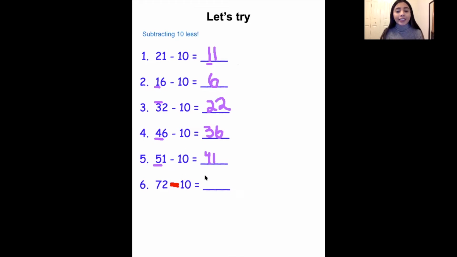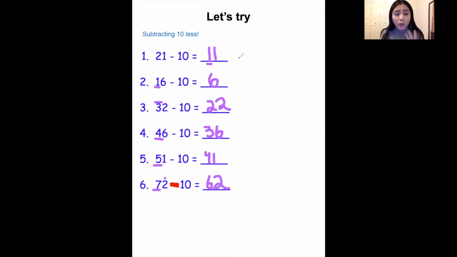72 minus 10. Even though 72 is a pretty big number, remember we're only looking at the tens place and we're going to take away 1. So 7 minus 1, 6. Our ones place did not change. 62. So we got that one. That one wasn't too hard.